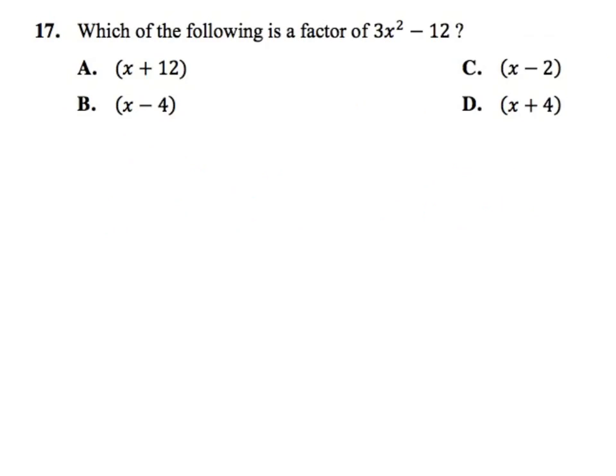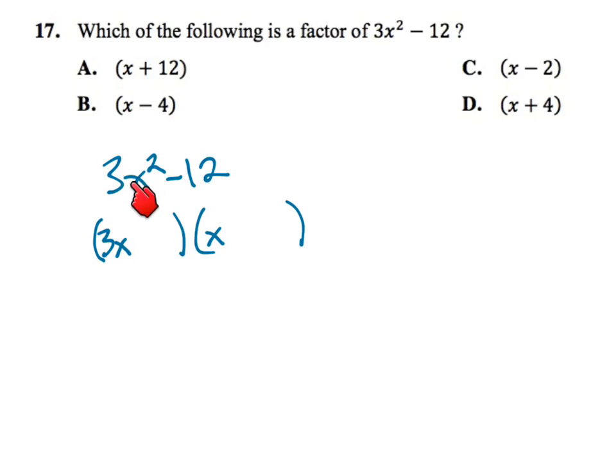Last problem on this video. Hey, it's not going to be 20 minutes. Which of the following is a factor of 3x squared minus 12? Once again, I went down the wrong path first. Here's what I did. 3x squared minus 12. If I factor that into two binomials, I get 3x and x, because if I multiply those, I'll get 3x squared. And now what's going to go? And then I kind of realized, why am I going this way? I forgot something. I forgot to take out the greatest common factor.